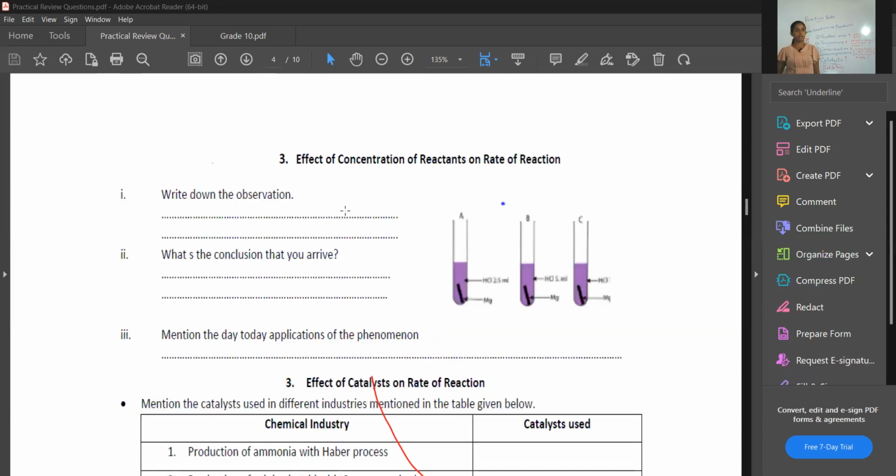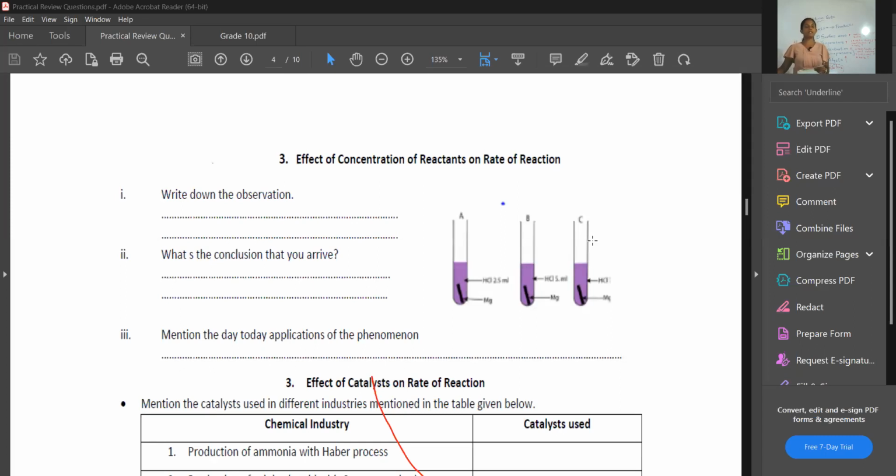Hurry to the third one, the effect of concentration. Write down the observations. Here there are 3 test tubes, with the reaction between magnesium and HCl. In the first one, only 2.5 milliliters of HCl is used. In the second one, 5 milliliters. In the third one, test tube C, 10 milliliters.